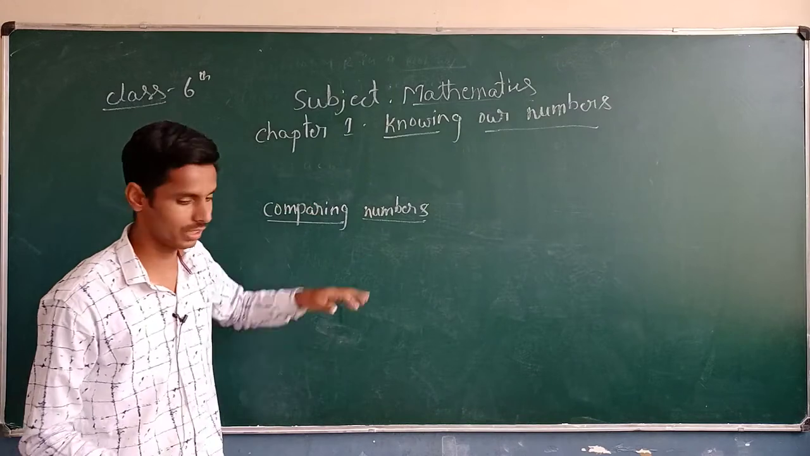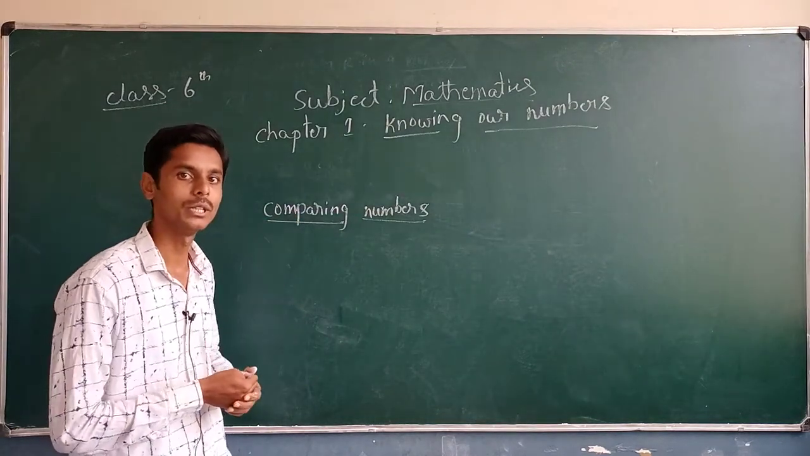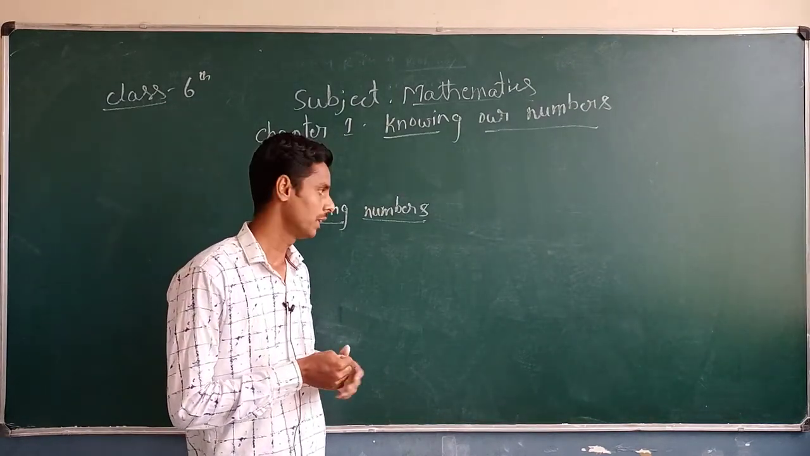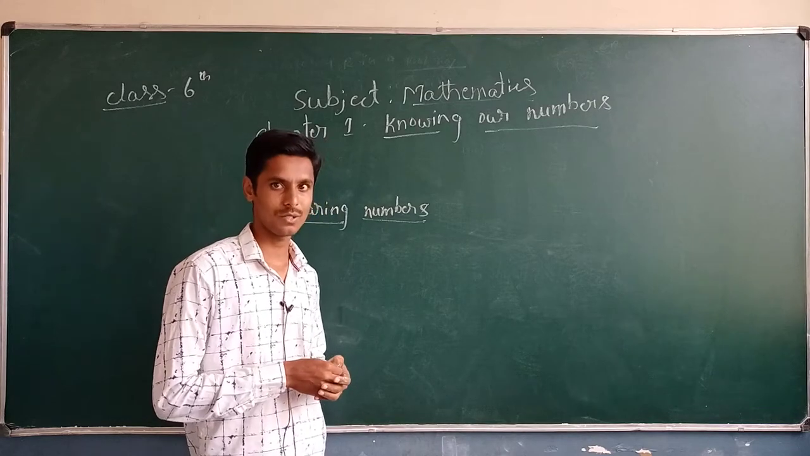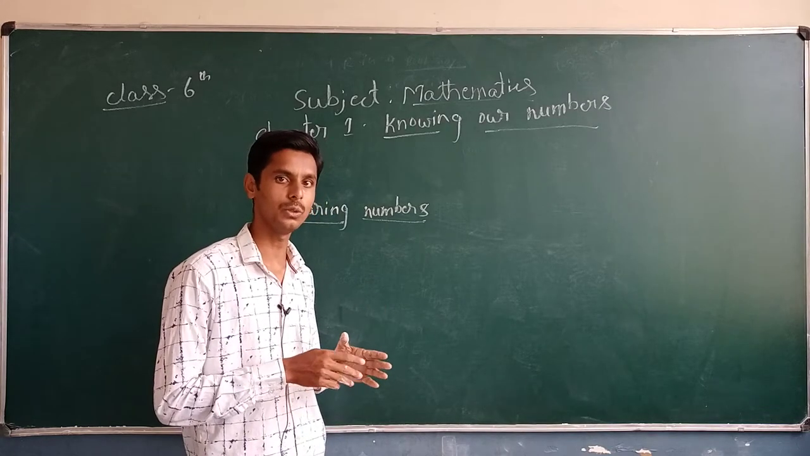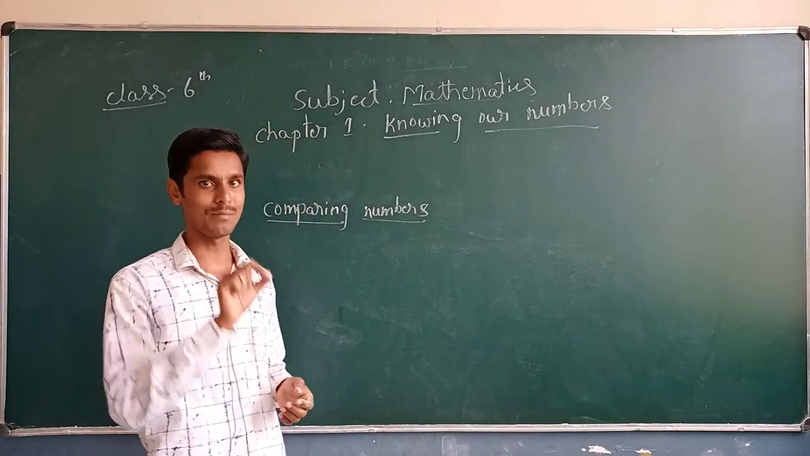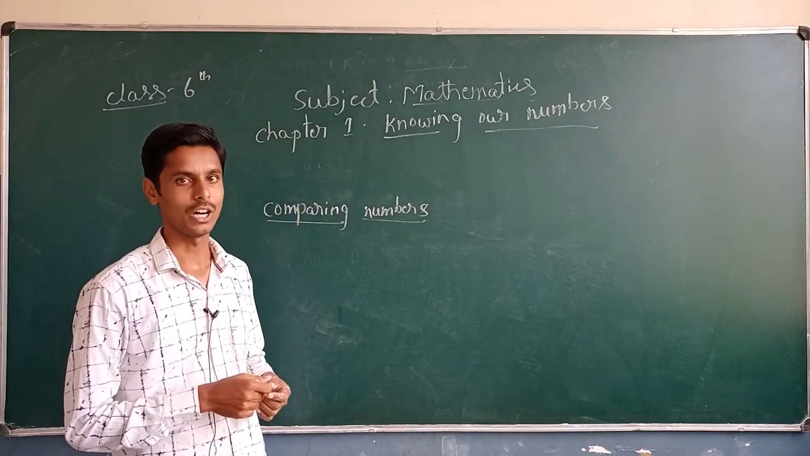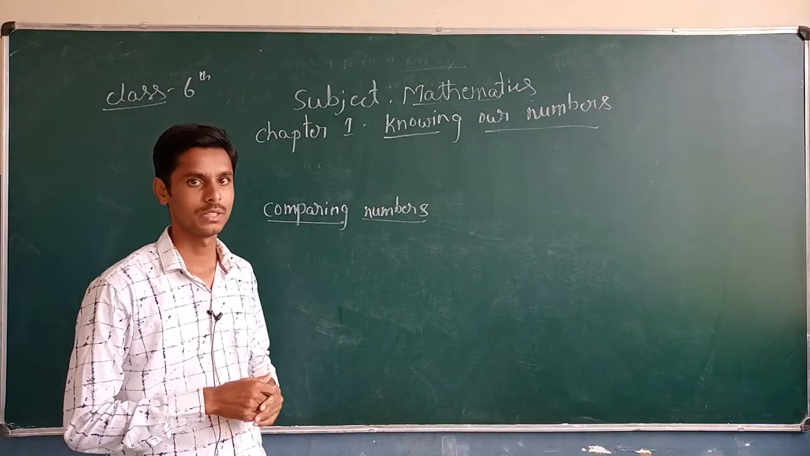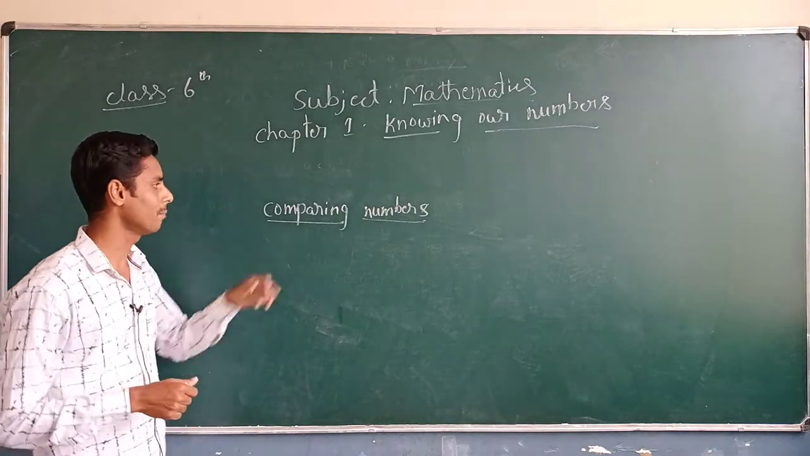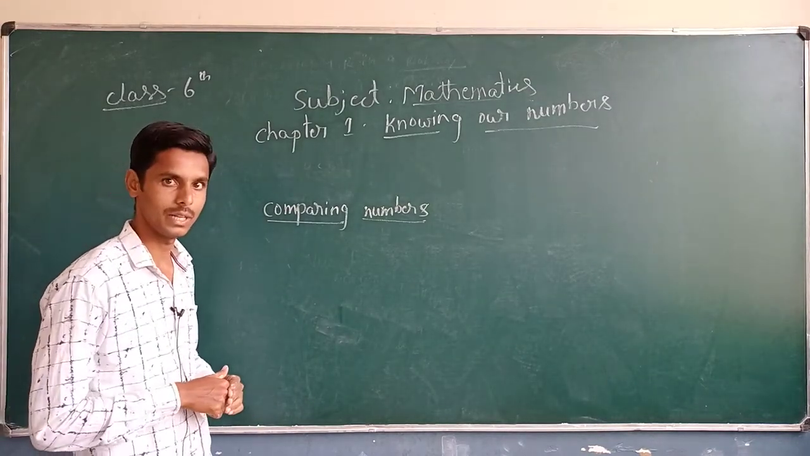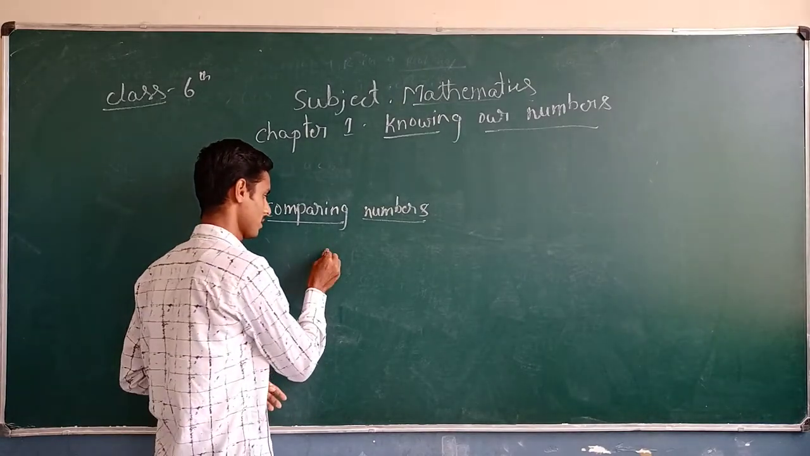In this chapter itself, further, we will discuss the international system of numbers, how to give the place value in the international system, how to put the commas, as well as how to give the number names. Okay, now come to the comparison of numbers.